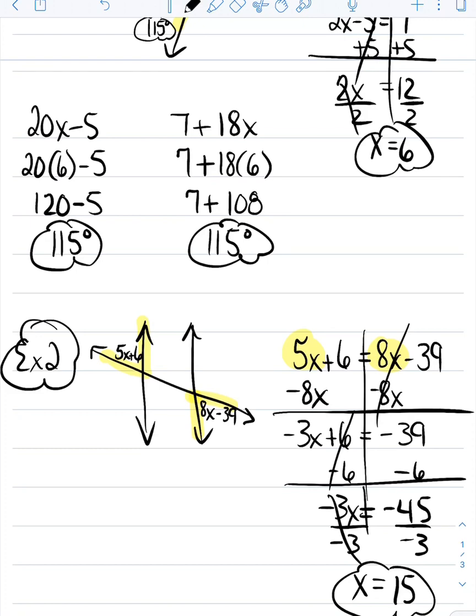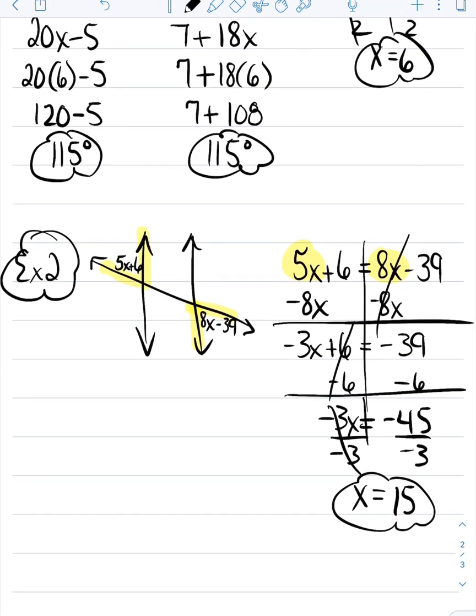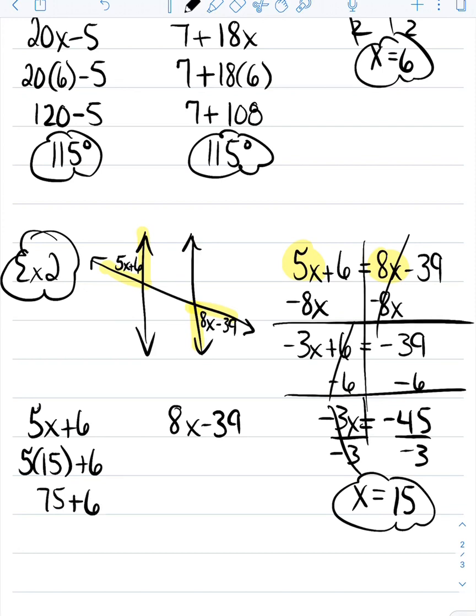So now that I have found the value of x, I'm going to plug that in, do my fourth step, to find the actual angle measures. So I have 5x plus 6, and then I had 8x minus 39. Now I'm going to make a prediction. Because I set them equal to each other, I should get the same number both times. So let's do 5 times 15, because x is 15, plus 6. So 5 times 15 is 75, and then 75 plus 6 is 81 degrees.